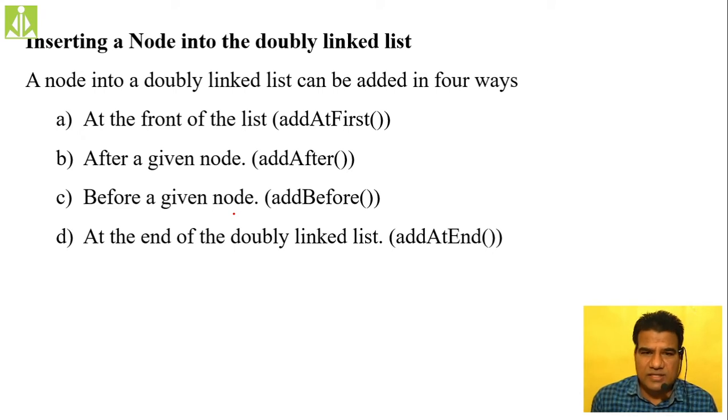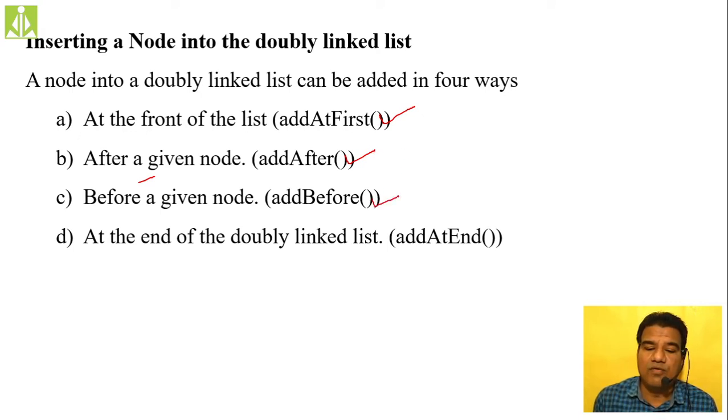In our yesterday's class, we started the implementation of the first and last case. Our last case is adding the newly created node at the end of the doubly linked list. What is the function name here? Add at end. You can see all these functions here. The first function, add at first, will add the newly created node at the front of the doubly linked list. Then add after will add the newly created node after the given position.